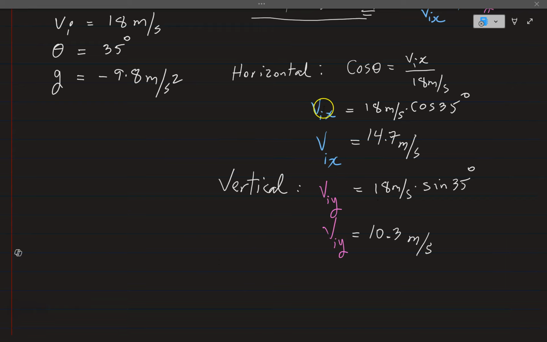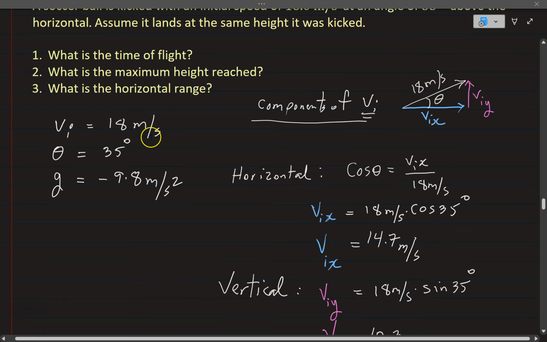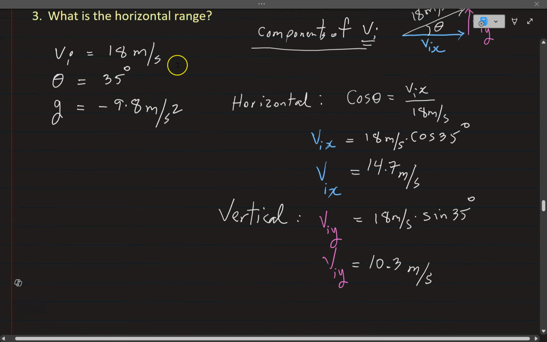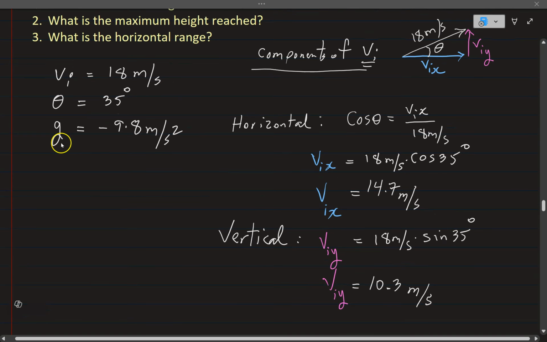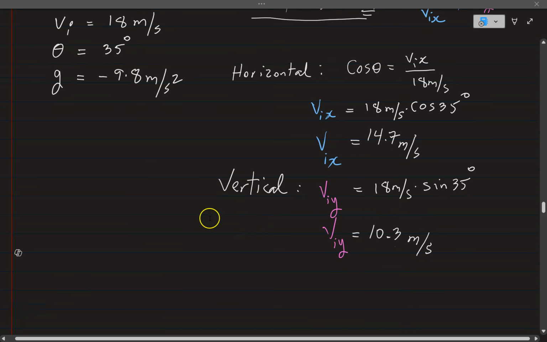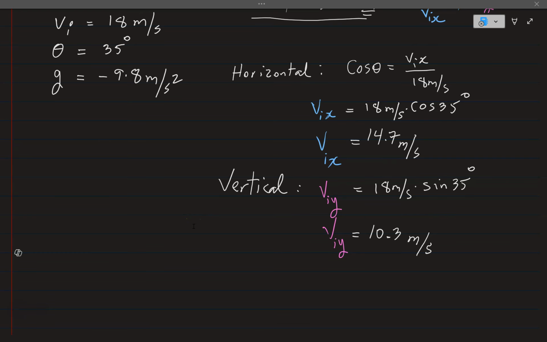So now that we have the horizontal and vertical components of the velocity, we're going to go ahead and answer the first question. What is the time of flight? Now we do have the acceleration. We have the initial velocity for the y component. We also have the final velocity, because the final velocity is zero. But that's what we're going to use.